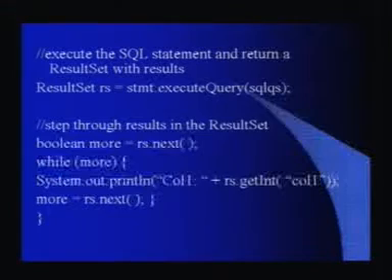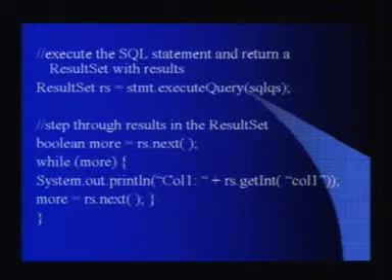And once I have the data in one column, I go to the next record by moving the pointer using more is equal to rs.next. Whenever we reach the end, whenever there are no more rows, it returns false. So, more becomes false. Once more is false, the while loop is quit by the compiler, and you have seen the entire data.